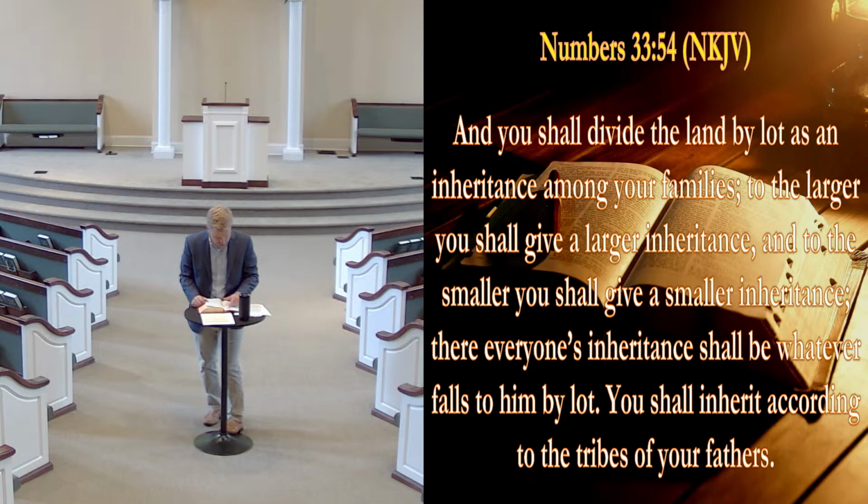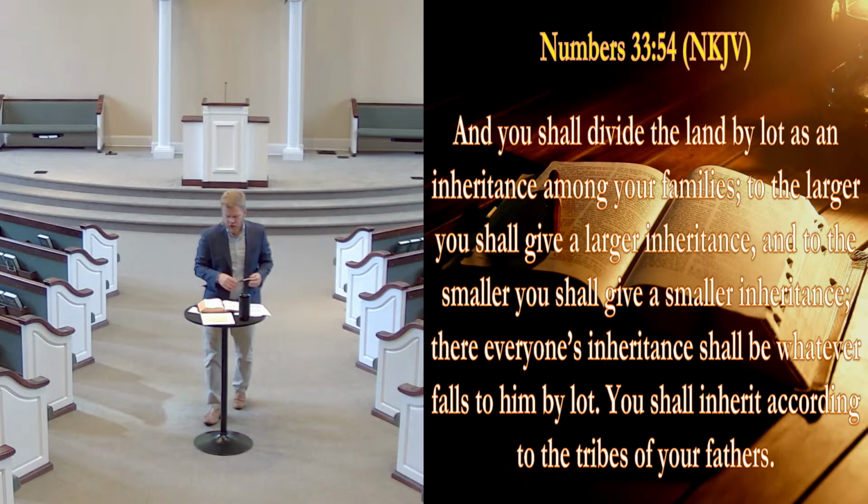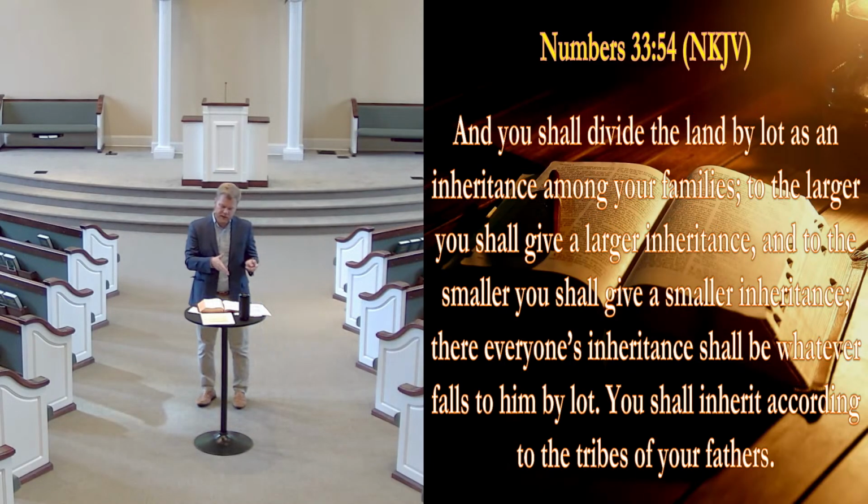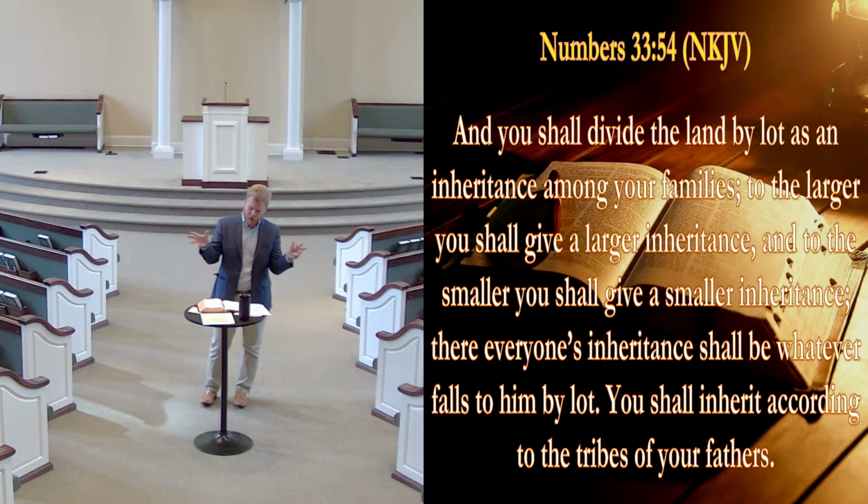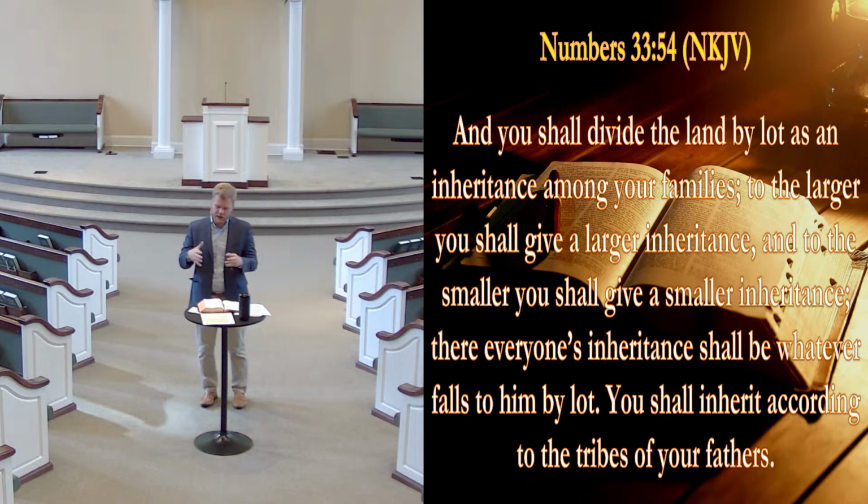To the larger you shall give a larger inheritance, to the smaller you shall give a smaller inheritance. There everyone's inheritance shall be whatever falls to him by lot. You shall inherit according to the tribes of your fathers. So those two passages in the book of Numbers, just for us to consider, when God told Moses, this is how you will take the land and you will divide it to tribes, each tribe, 12 tribes.